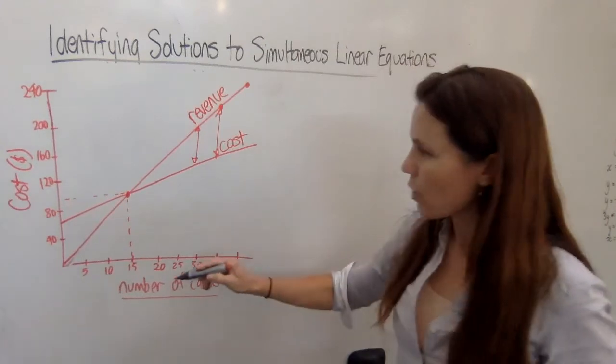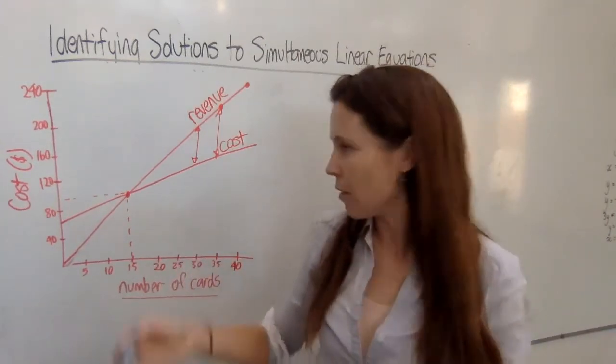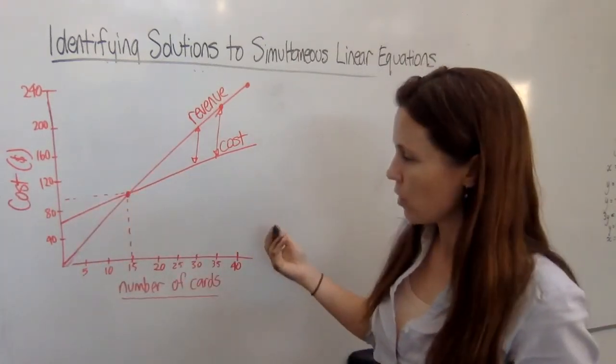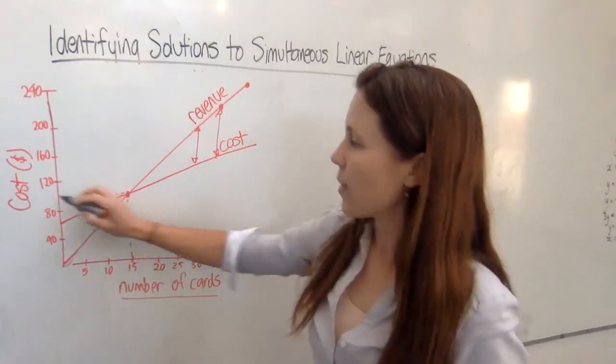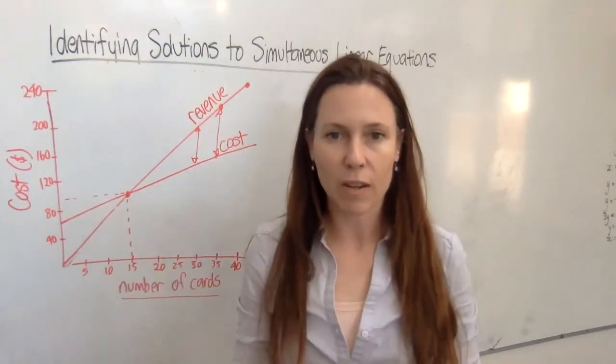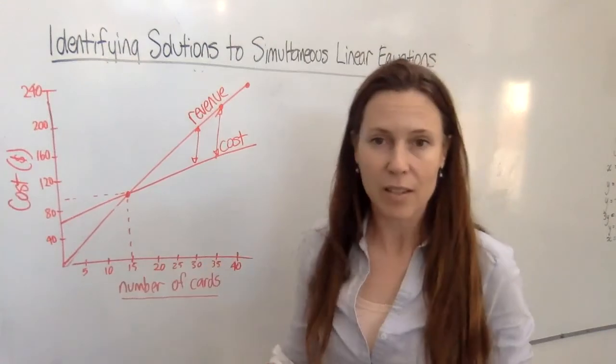Now, you can read quite a lot of things off a chart like this. Obviously, mine's a bit rough, I've just drawn it on the board. But looking for those points of interest where the lines cross over is generally where you'll be looking for the answers to your questions.